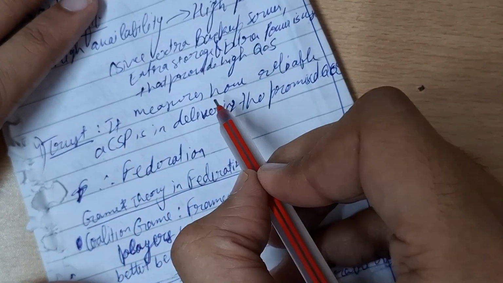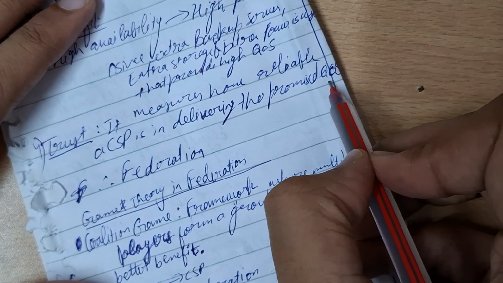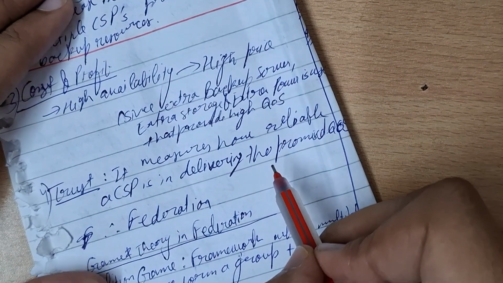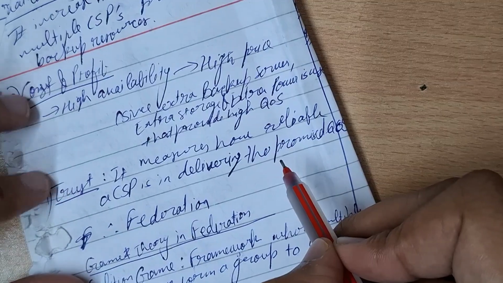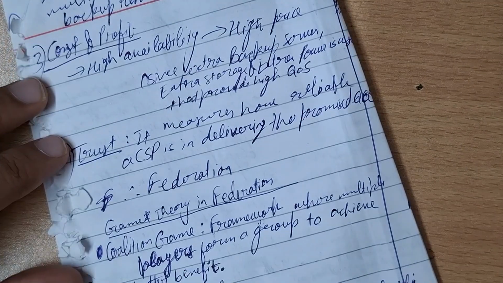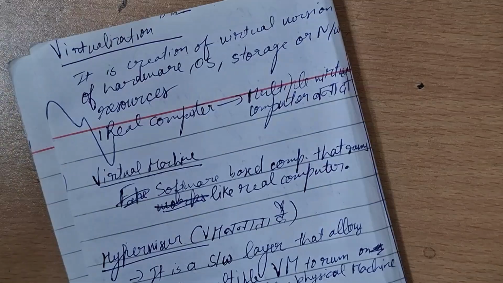Trust. It measures how reliable a CSP is in delivering the promised quality of service. So these are the main terms about cloud federation that you must know in order to understand it. In the next video we are going to start with game theory in federation.